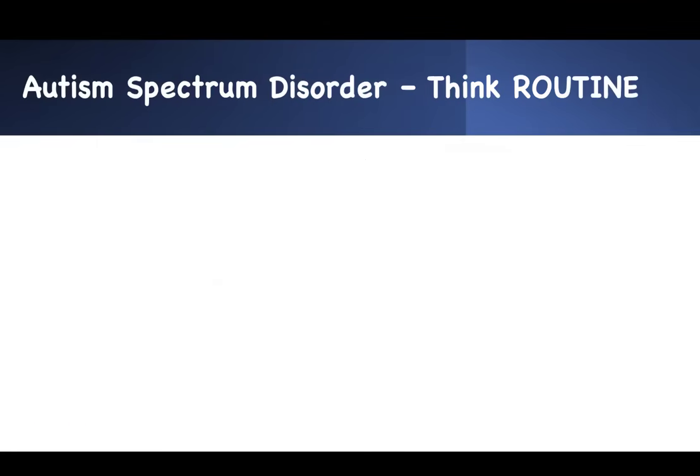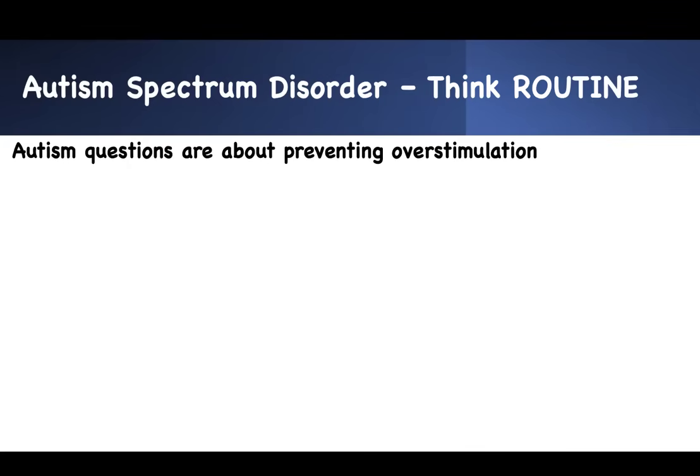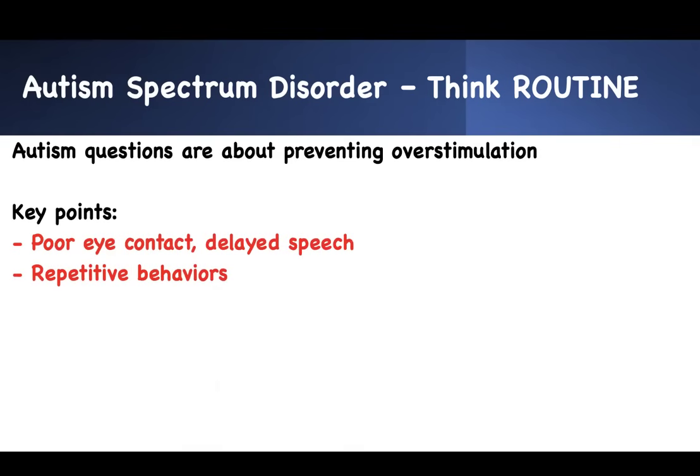Next condition, autistic behavior, right? Autism Spectrum Disorder. This is what they use. It's a spectrum. There's a lot of it. But what should you take from this lecture for this specific condition? Routine. They're going to ask you about routine. Don't stimulate this patient. Prevent overstimulation and make sure everything is routine. And this is the concept.